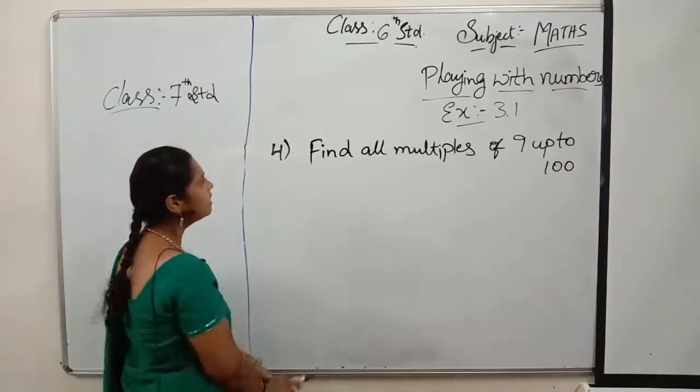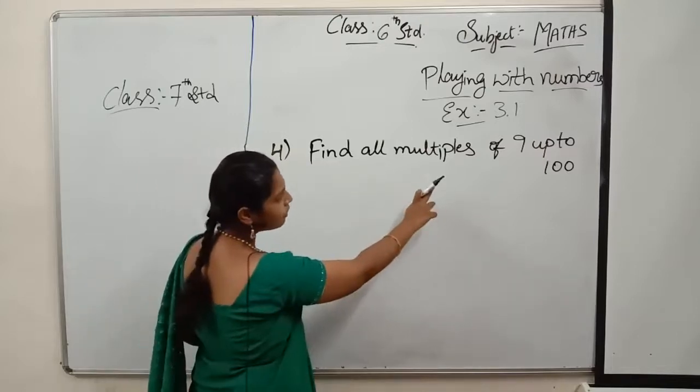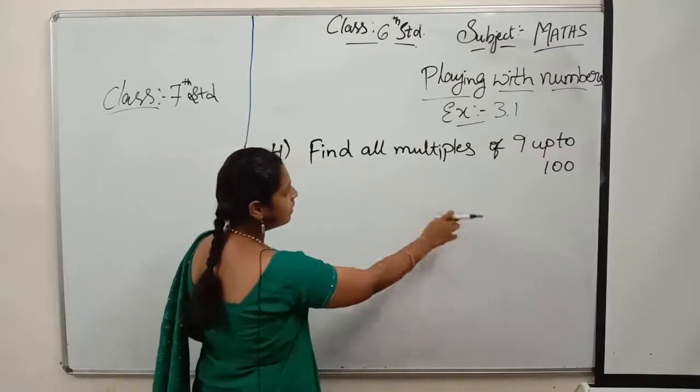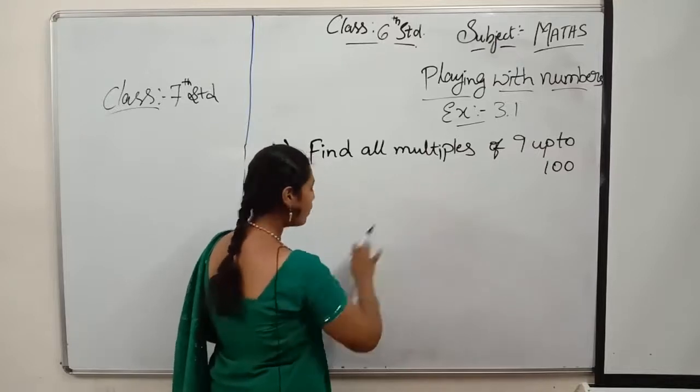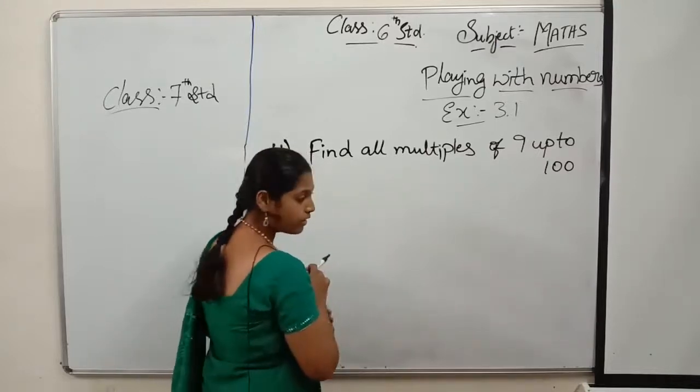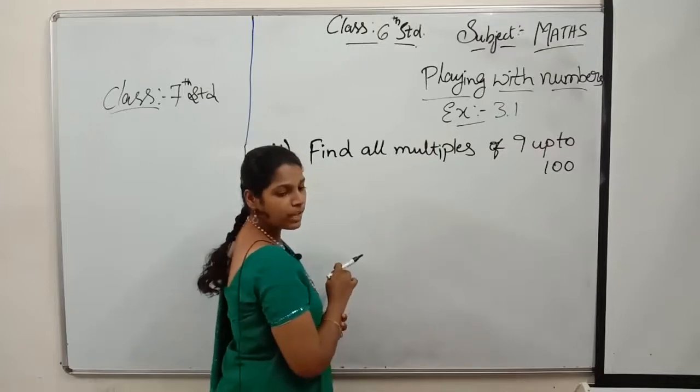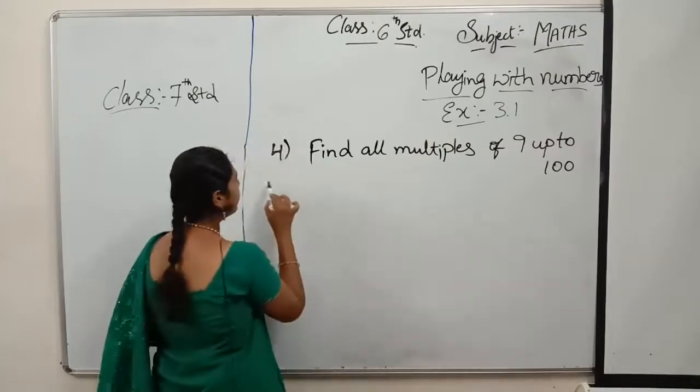Next, the fourth one: find all multiples of 9 up to 100. What do we have to do? We have to write the multiples of 9 here. Multiples of 9 means 9 ones are 9, 9 twos are 18. These are the multiples of 9. We will write the solution here.